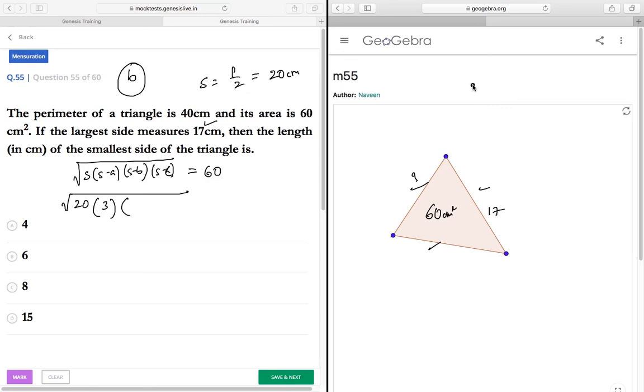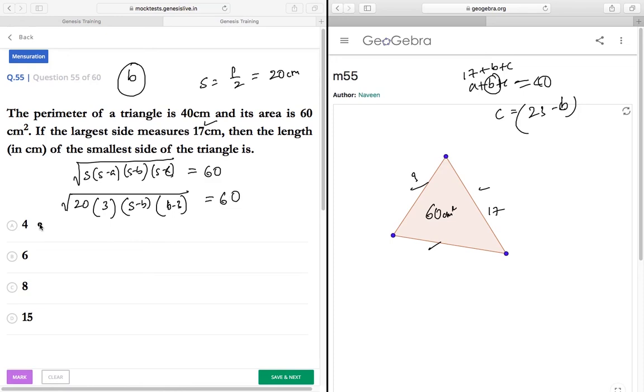And how can I do that? Because a plus b plus c is equal to 40. A is 17, so if I express c in terms of b, 17 plus b plus c is equal to 40. So c will be nothing but 40 minus 17, which is 23, minus b. Hope this is clear. So s minus b into s minus (23 minus b), which will be b minus 3, right? Because s is 20, and then you have minus of 23 minus b, so it will be b minus 3. Great. This will be equal to 60.